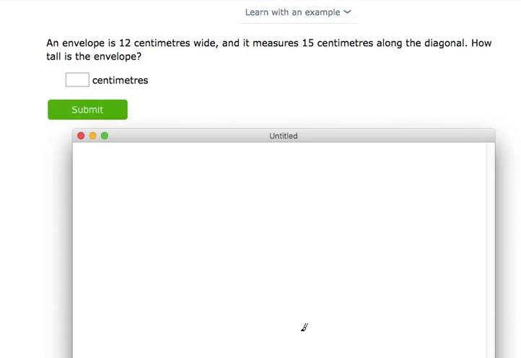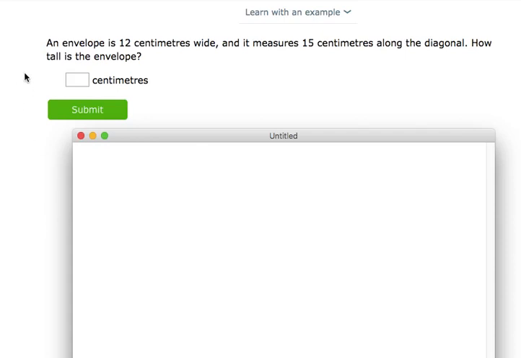We're going to have a look at a couple of IXL word problems involving the Pythagorean theorem and some of the common issues that'll pop up with them. So notice this one here, it's talking about an envelope that's 12 centimeters wide and measures 15 centimeters along the diagonal, and it's asking you how tall is the envelope.